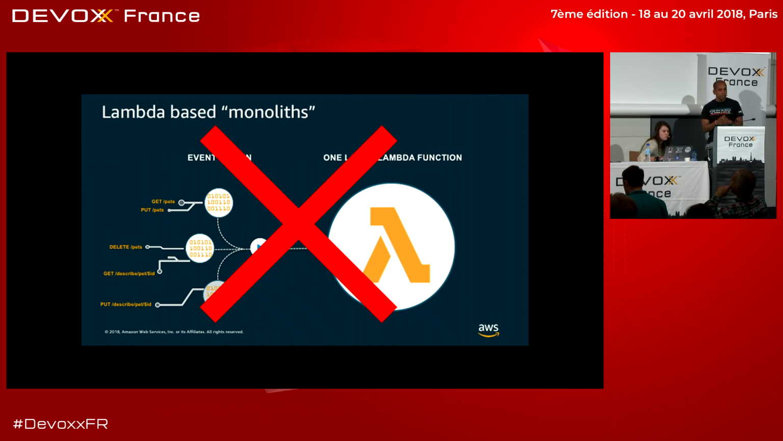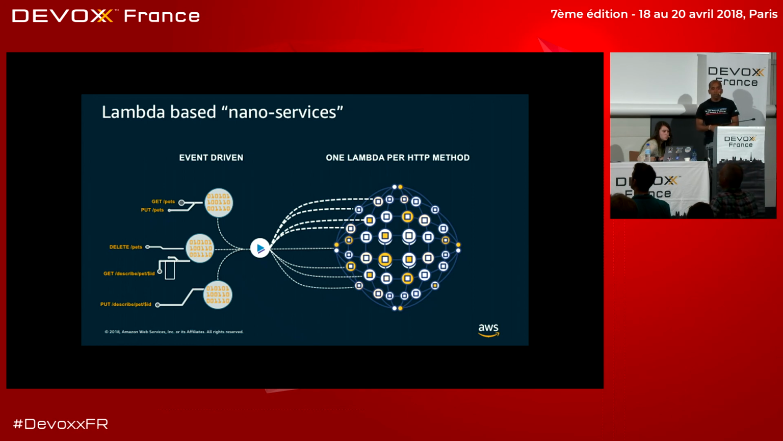Lambda-based monoliths. On the other extreme, we have seen customers building Lambda-based nano services, where they're going to have one for HTTP GET, one for HTTP PUT, one for HTTP POST. So what's the balance? Are you swinging too far on the pendulum?